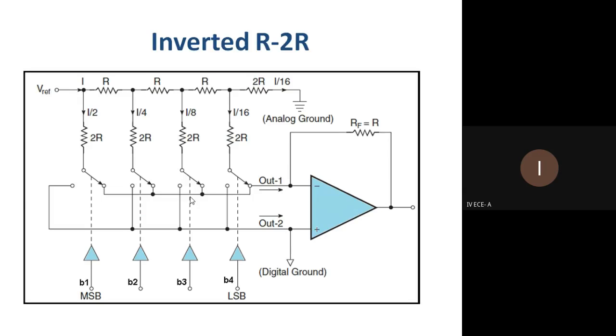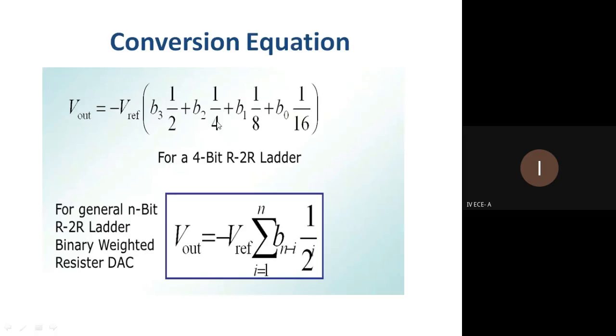Then this diagram shows the inverted R2R. Right? Here we give the input signal to the inverting terminal of the operational amplifier. Here also we take the resistance values R and 2R. The current flow values are I by 2, I by 4, I by 8, I by 16. This is an analog signal. Right. So this is the conversion equation: V out is equal to minus V reference into B3 into 1 by 2 plus B2 into 1 by 4 plus B1 into 1 by 8 plus B0 into 1 by 16.